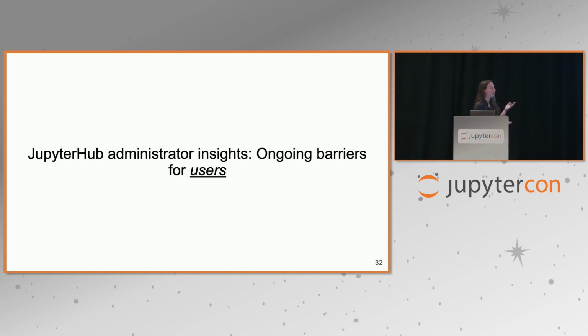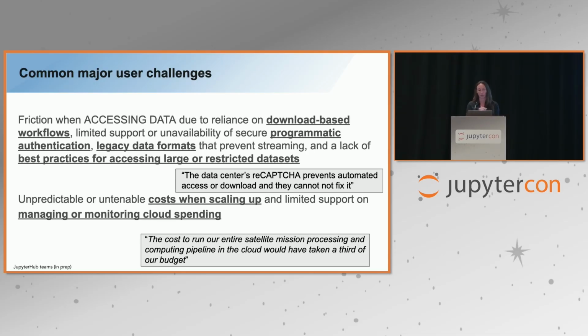We've also put together insights from the other JupyterHub administrators that we've worked with. I'm only going to show the ongoing barriers for the users, but I also do have slides about what the barriers are for administrators, so if you want to ask me about that later, I can show you. So common major challenges for users, again, are around accessing data. They still rely on download-based workflows. Programmatic authentication is problematic. There are legacy data formats in the cloud that prevent streaming, and a lack of best practices for accessing large and restricted data sets.